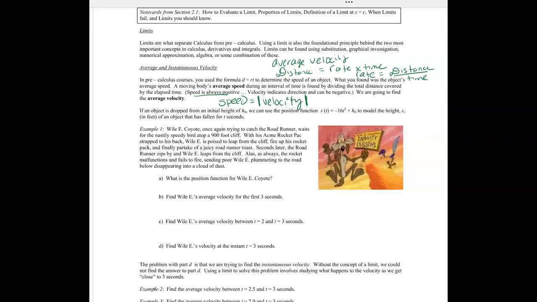So let's look at example 1. It says Wile E. Coyote is once again trying to catch that roadrunner and waits for the nastily speedy bird atop a 900-foot cliff with his rocket pack strapped to his back. Wile E. is poised to leap from the cliff and fire up his rocket pack and finally partake in the juicy roadrunner roast. Seconds later, the roadrunner zips by and Wile E. leaps from the cliff. Alas, as always, the rocket malfunctions, sending Wile E. plummeting to the ground below and disappearing in a cloud of dust.